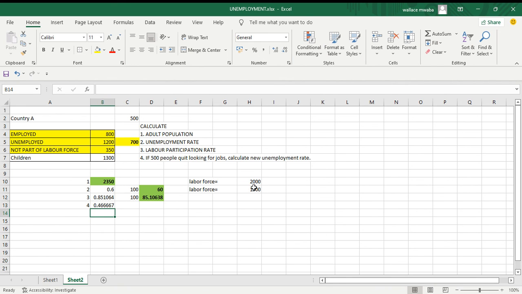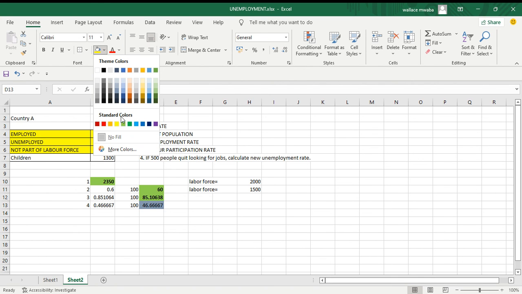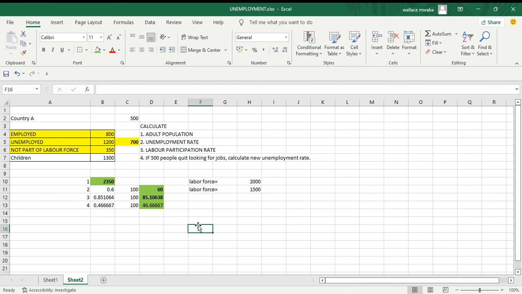Okay, it's going to be 0.46 multiplied by 100. That should give us approximately 46%, 46.66%. So that's the new unemployment rate. So as we can see, after 500 people quit looking for jobs, the unemployment rate decreased.